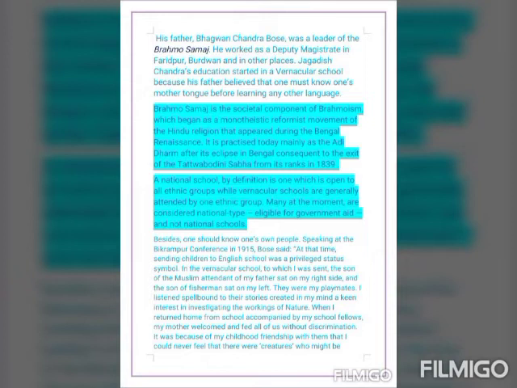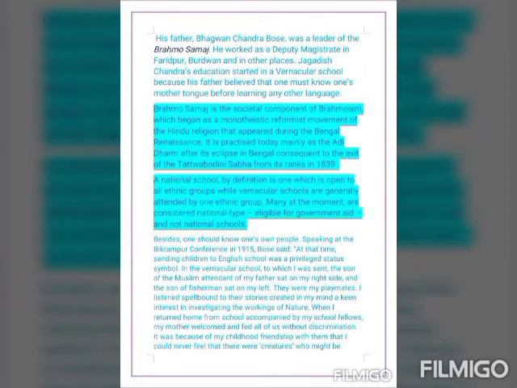Brahmo Samaj is the societal component of Brahmanism, which began as a monotheist reformist movement of the Hindu religion that appeared during the Bengal Renaissance. It is practiced today mainly as the Adi Dharma after its eclipse in Bengal, consequent to the exit of the Tattvabodhini Sabha from its ranks in 1839.